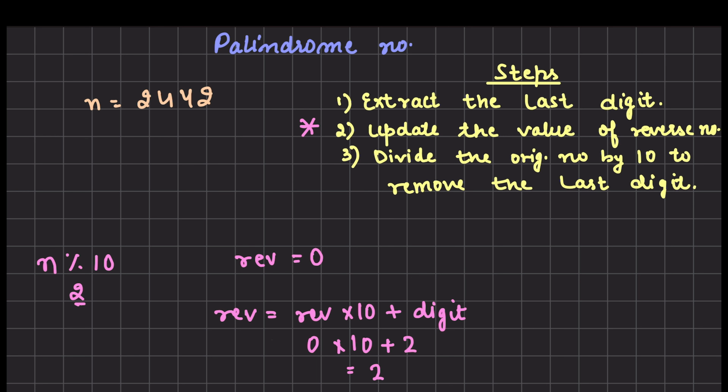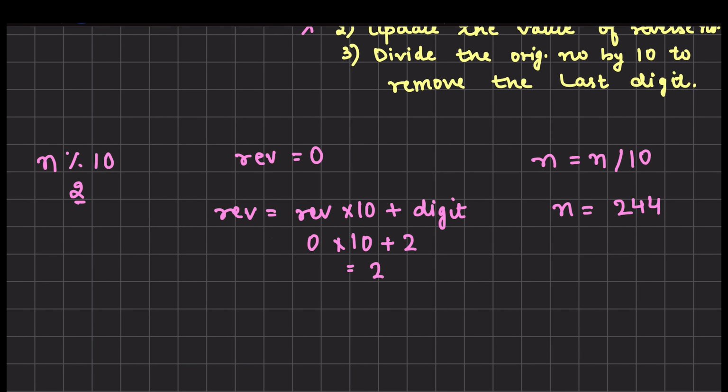Now since your job is over with this 2 and we only need these remaining numbers, what are we going to do? We are going to get rid of the last digit. So here I have written that you have to divide the original number by 10 to remove the last digit. Let's do this. We'll simply say that n is equal to n divided by 10. So in this case, your number becomes 244, right? We'll be following this step until our number is entirely reversed.